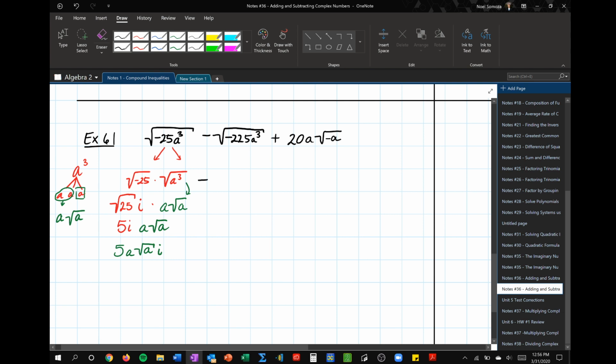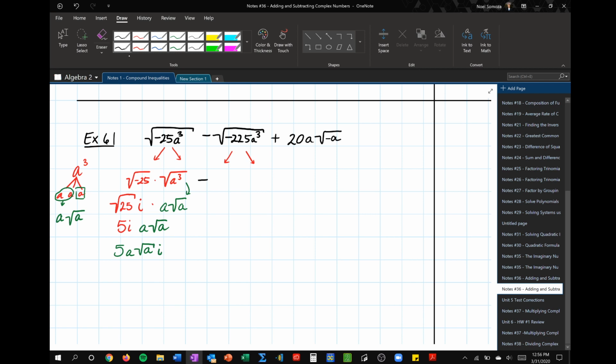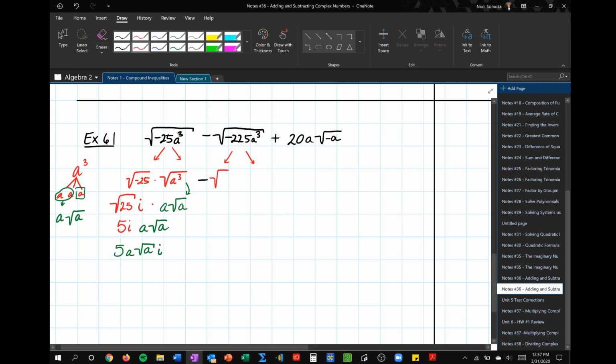We have minus. Again, this is going to split. We can keep here the square root of negative 225, and then times the square root of a to the third.